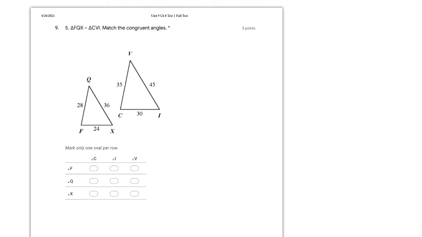Match the congruent angles. Well, when they make their triangle congruency statement, they tell you who everybody matches up with. You can see that F is the first angle, so angle F would be congruent to angle C. And then your second one, the Q goes with V, so angle Q is congruent to angle V. And then your last one's X and I, so angle X is congruent to angle I. So if you're filling out this chart, F goes with C, Q goes with V, and X goes with I, like so.